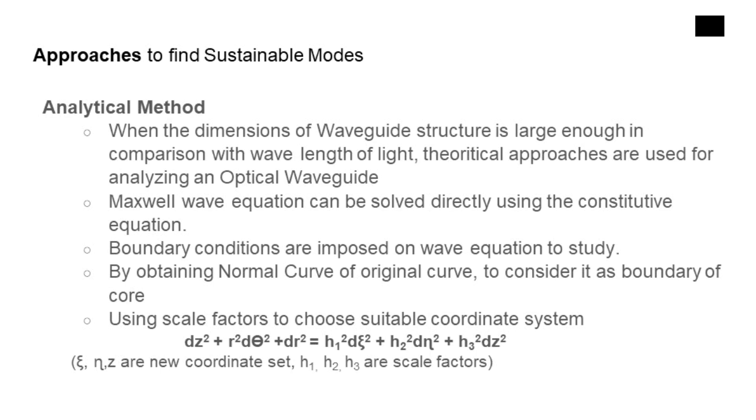Is that clear? To simplify this problem, we choose a suitable coordinate system by choosing the parameters as the new orthogonal coordinates. The scale factors can be determined by using the formula dz squared plus r squared d theta squared plus dr squared equals h1 squared d xi squared plus h2 squared d eta squared plus h3 squared dz squared, where xi, eta, z are the new coordinate set, r, theta, z are the cylindrical polar coordinates, and here h1, h2, h3 are the scale factors. Using these two steps, the scalar wave equation in the new coordinate system is obtained.